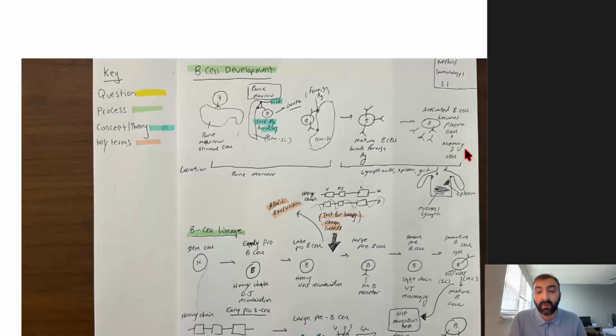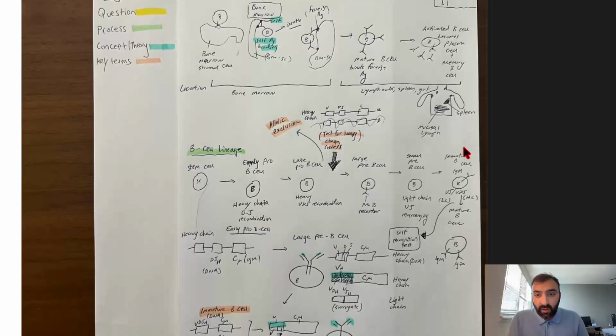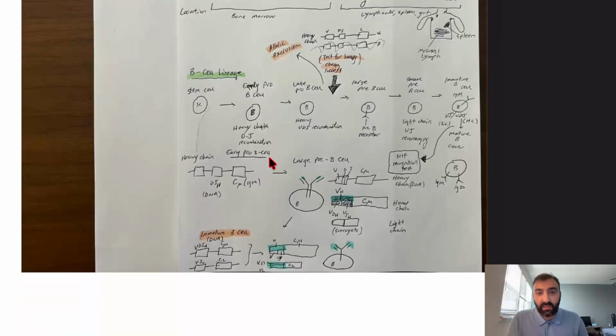Memory cells become dormant. Moving forward, the B cell lineage. So how does this all happen? Starting with a stem cell, it becomes an early pro B cell. That early pro B cell, notice that it has nothing on its surface right now. It does something called heavy chain DJ recombination. Then it becomes a late pro B cell, so heavy VDJ recombination. So you're rearranging the DNA to make the variable region of the heavy chain.